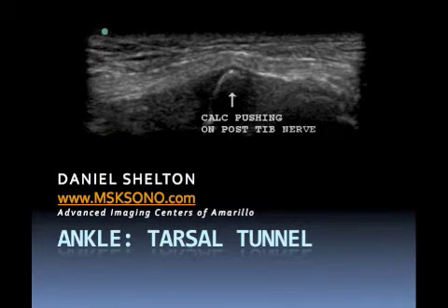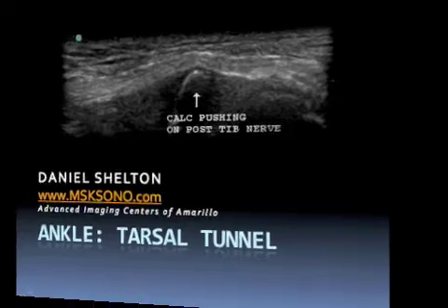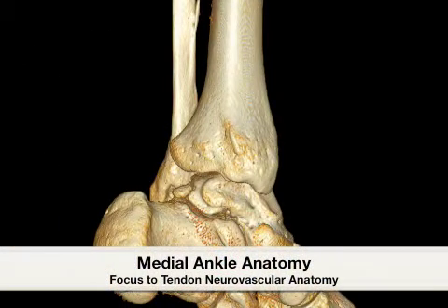The following case study is representative of tarsal tunnel syndrome, as a space-occupying lesion is forced upon the posterior tibial nerve. In the anatomical review, we will be covering the medial tendons identified with the ankle.